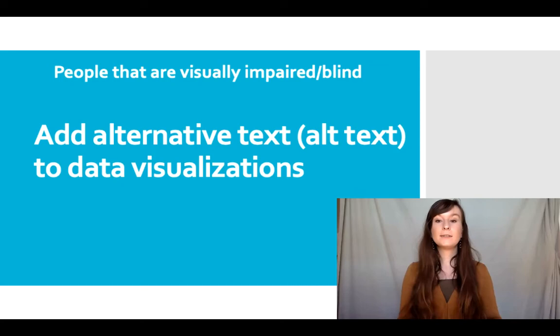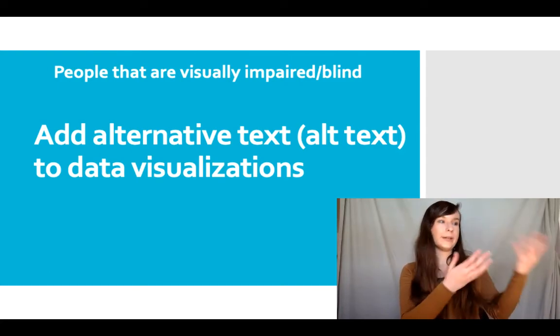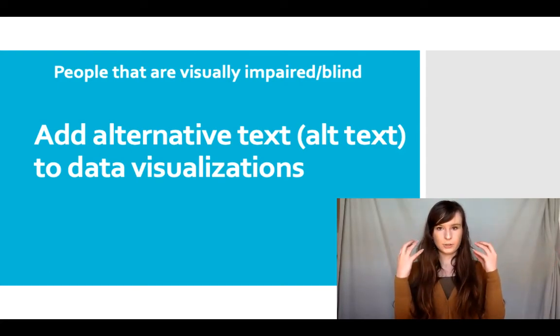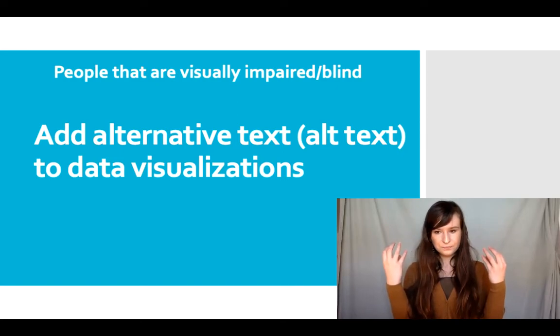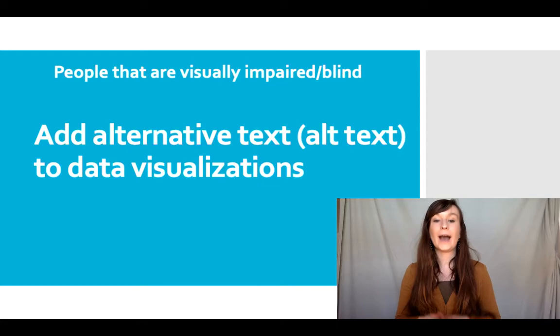And so that person that is accessing your visualization now won't be able to gather any information from that visualization because that screen reader doesn't know what to read out loud for that person to auditorily hear. So instead, the way that you can get around this is to add a caption to your visualization. And in Microsoft Word, this is called alternative text or alt text.